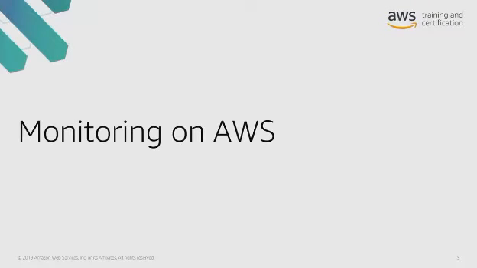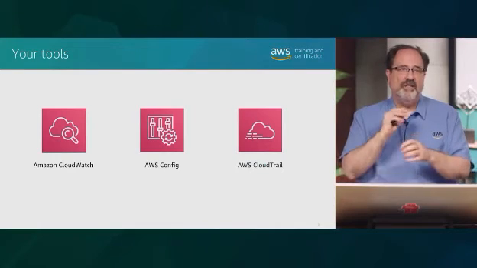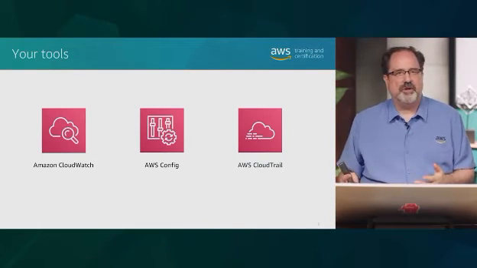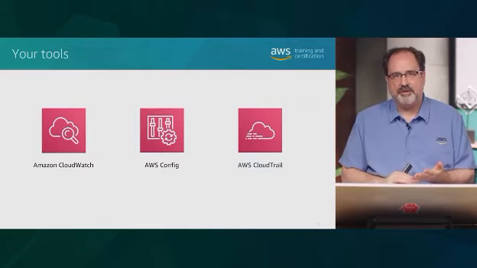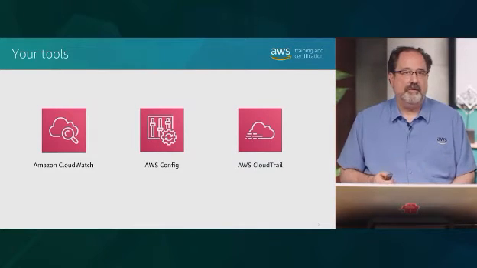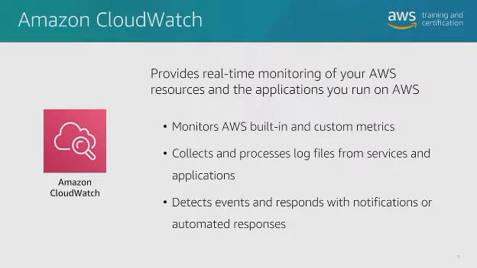So let's dive on into monitoring on AWS. There are three primary tools we'll talk about here. We're going to talk about CloudWatch, Config, and CloudTrail. Let's start with Amazon CloudWatch. This is your real-time monitoring of all the resources and applications you're running on AWS. AWS provides out of the box a number of built-in monitors that are available to you. You also can use CloudWatch to track your own custom metrics by simply importing that data into CloudWatch, giving you a single pane of glass of information.